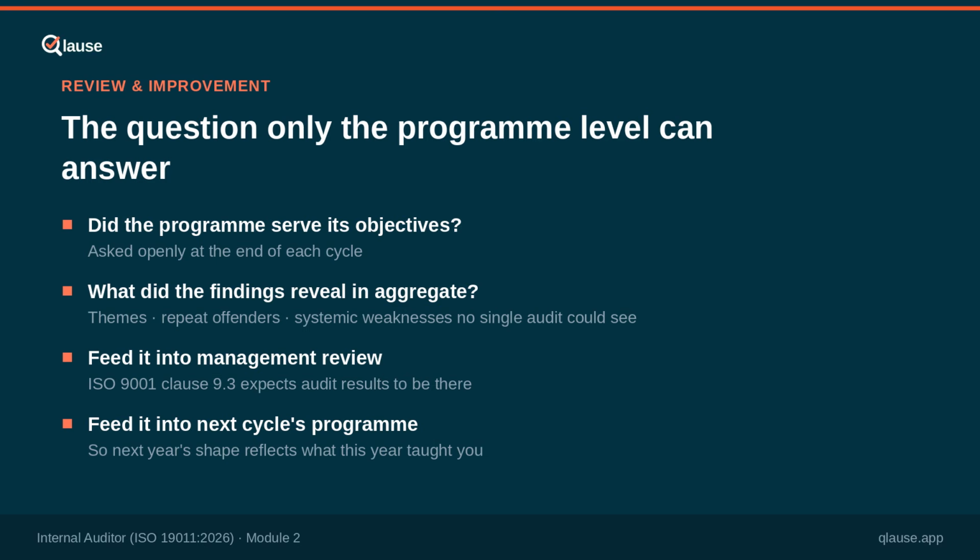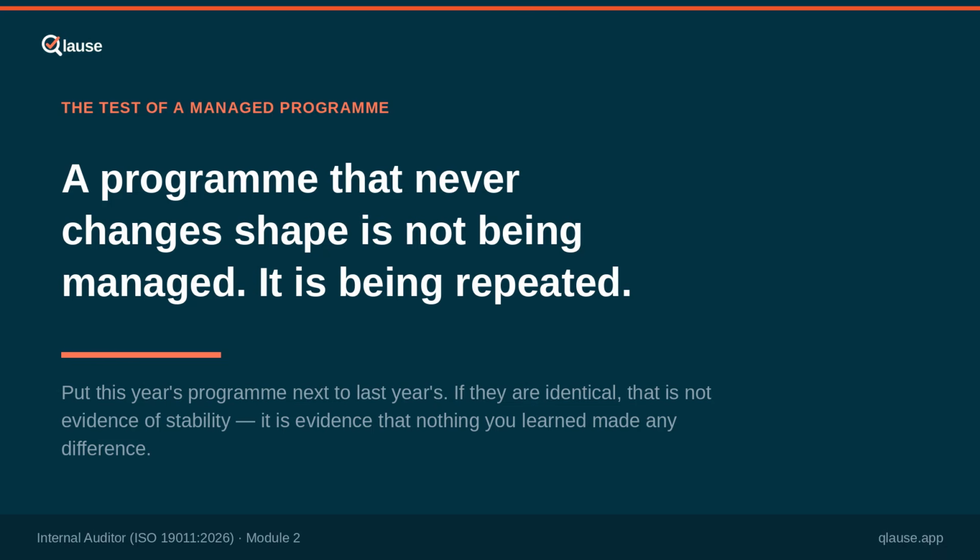Feed the review into management review. ISO 9001's Clause 9.3 expects audit results to be there, and feed it into next cycle's program, so the shape of next year's schedule reflects what this year taught you. Which gives us the second sentence worth memorizing from this module. A program that never changes shape in response to its own results is not being managed. It is being repeated. If you put this year's program next to last year's, and they are identical, that is not evidence of stability. It is evidence that nothing you learned made any difference.